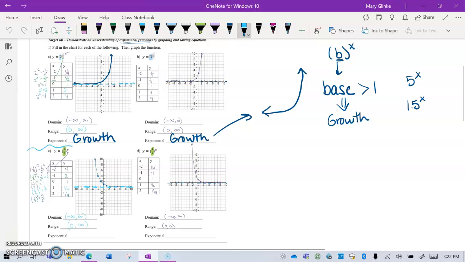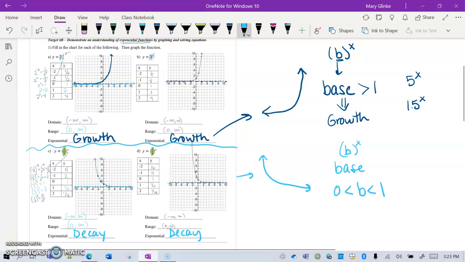Whereas you can see examples C and D here. Those ones start high and end low. That is exponential decay. So if your base, again, whatever is being raised to the x power, is a fraction or decimal between 0 and 1, that is going to end up being decay. So if you had 1/5 to the x or 0.75 to the x, those would be decay because your bases would be less than 1.